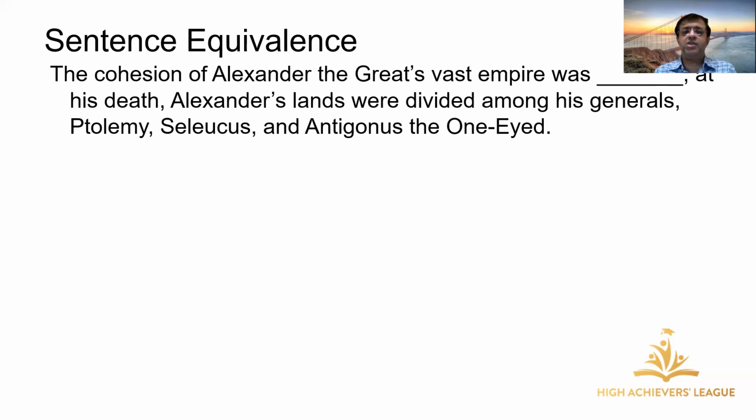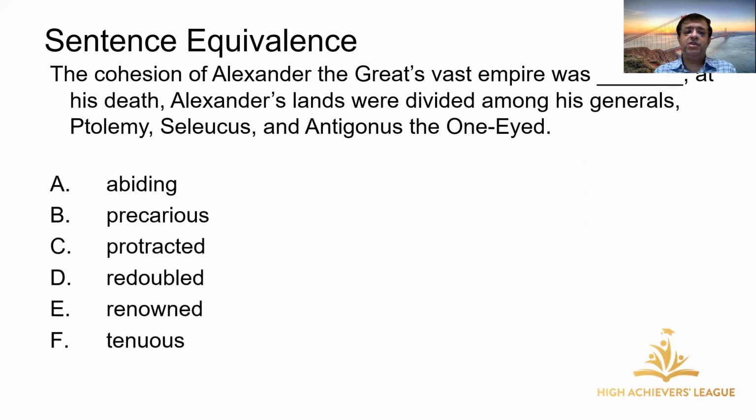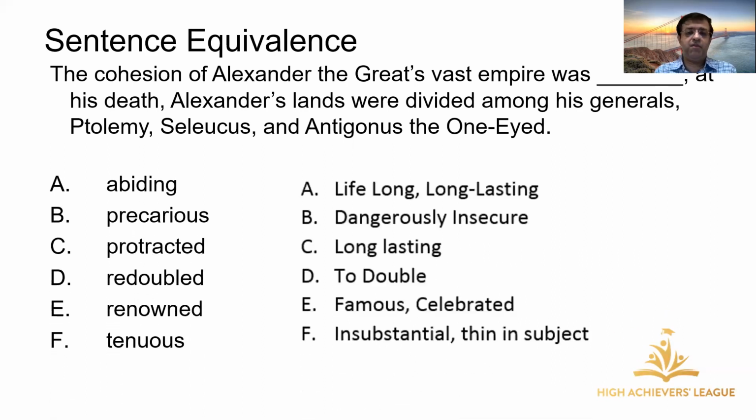If Alexander's lands were divided among his generals, this means the cohesion, or the bonding of the empire, was not good. So we know what kind of word we are looking at here: something that tells us the cohesion was not good. These are the answer choices, and I've given the answers to you.